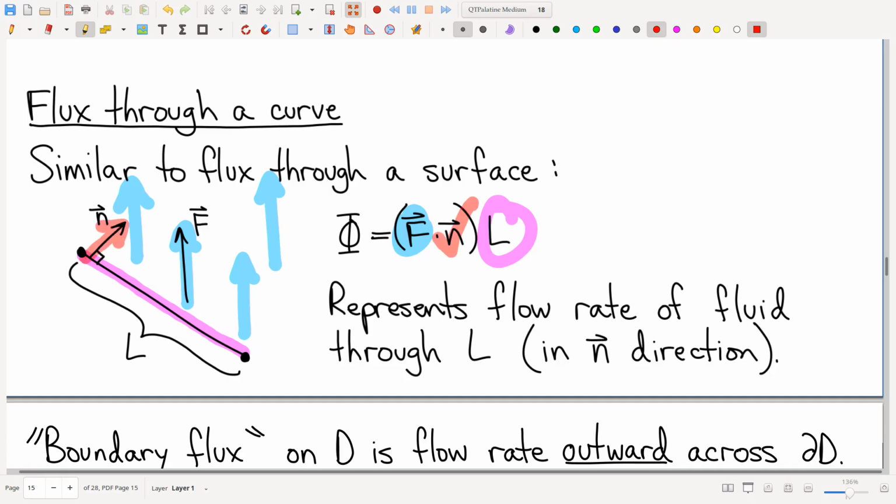And of course, if you're going to talk about fluid passing through a piece of curve, well, which direction? Is this the positive direction, or is that the positive direction? You need some indication of which way you mean. And a normal vector pointing in the direction that we want to call the positive direction is how we indicate that. Okay, so why does this formula work to compute that flux?